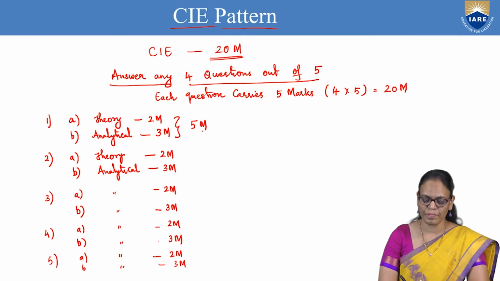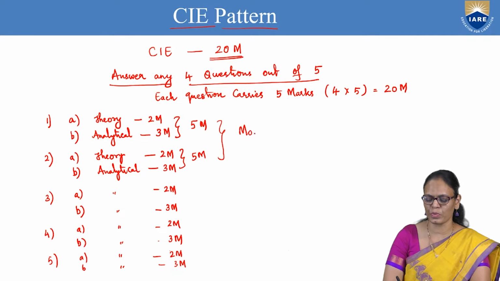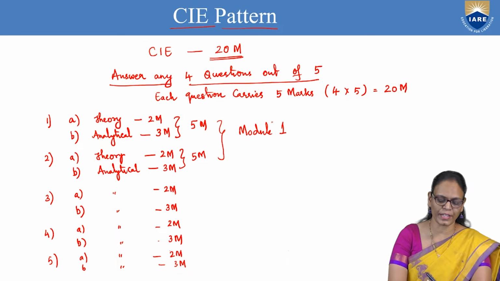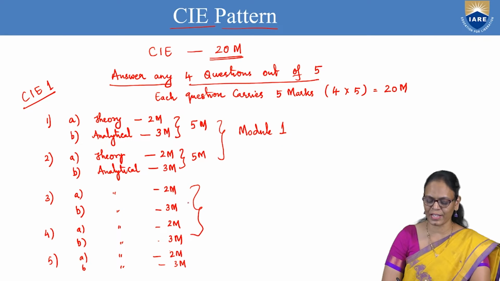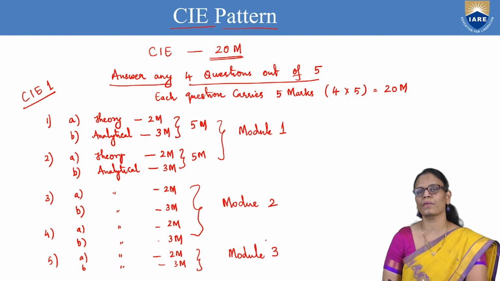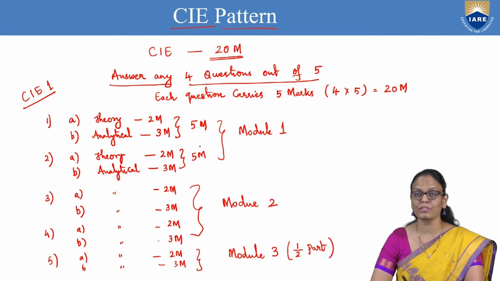And most of the time, questions 1 and 2 will be from module 1. I'm talking about CIE 1. For CIE 1, questions 1 and 2 will be from module 1, questions 3 and 4 will be from module 2, and question 5 will be from module 3. From module 3, you are going to get only 1 question because only half of it is taken for CIE 1. So module 1, 2 questions, module 2, 2 questions and module 3, 1 question.